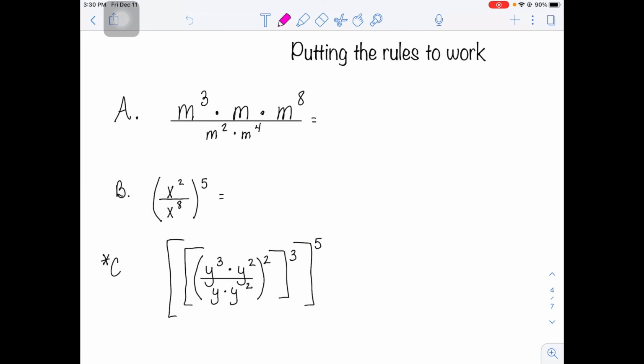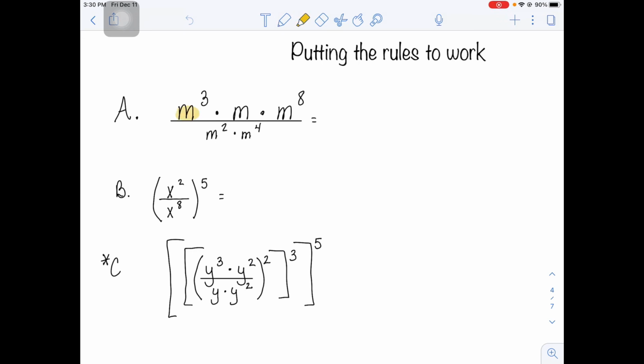So now we're going to talk a little bit about applying these rules and putting them to practice. So we have a couple examples here. Notice on our first example, we have bases of m, but on the top of our fraction, our numerator, we have some being multiplied. So we're going to use the product rule first. A suggestion is to always simplify each area first and then apply any additional rules.